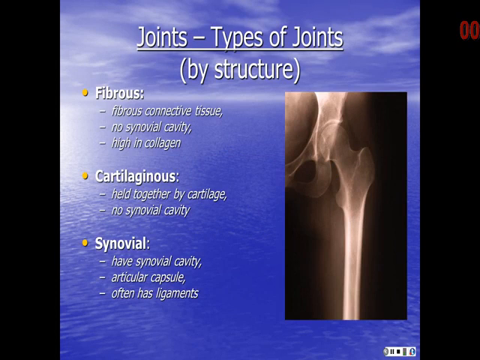A synovial joint has a synovial cavity, which is a fluid-filled sac between the bones. It is surrounded by an articular capsule and often has ligaments to support the joint. One of the things we often assume is joints mean motion, and joints are actually just two bones joined together. The amount of motion may vary.